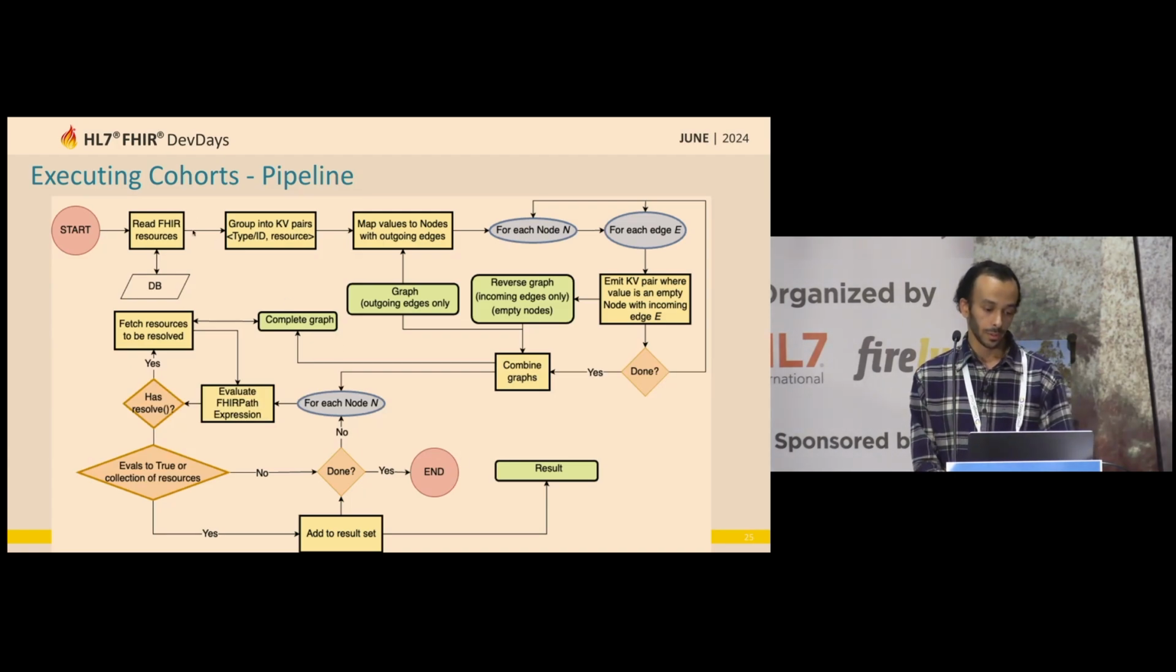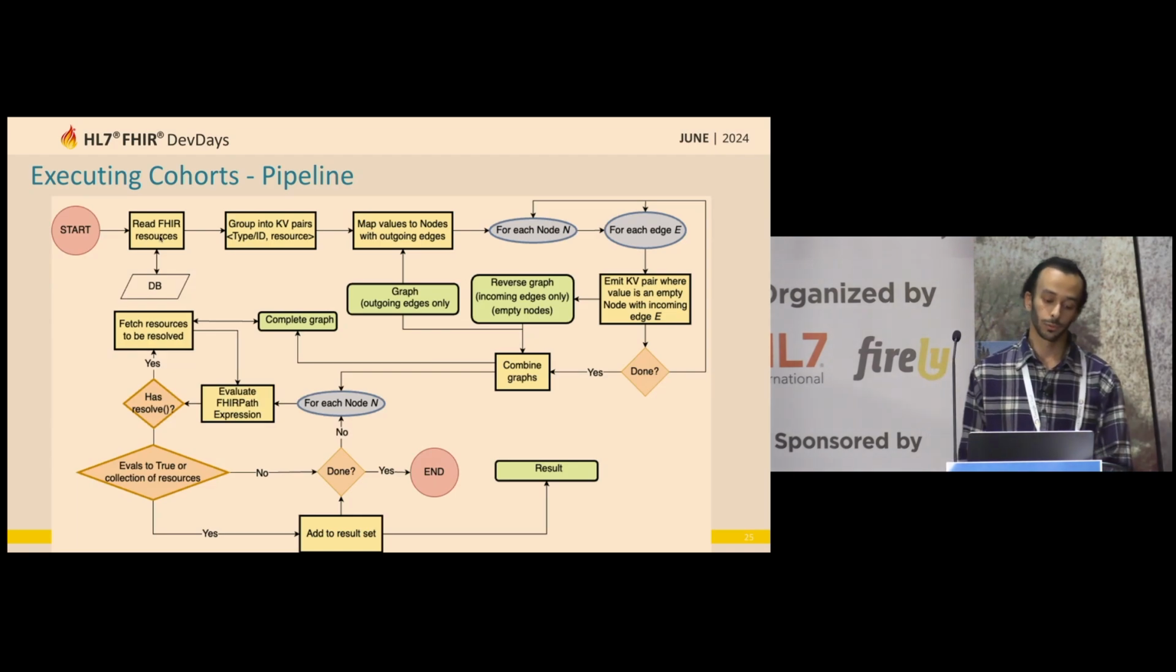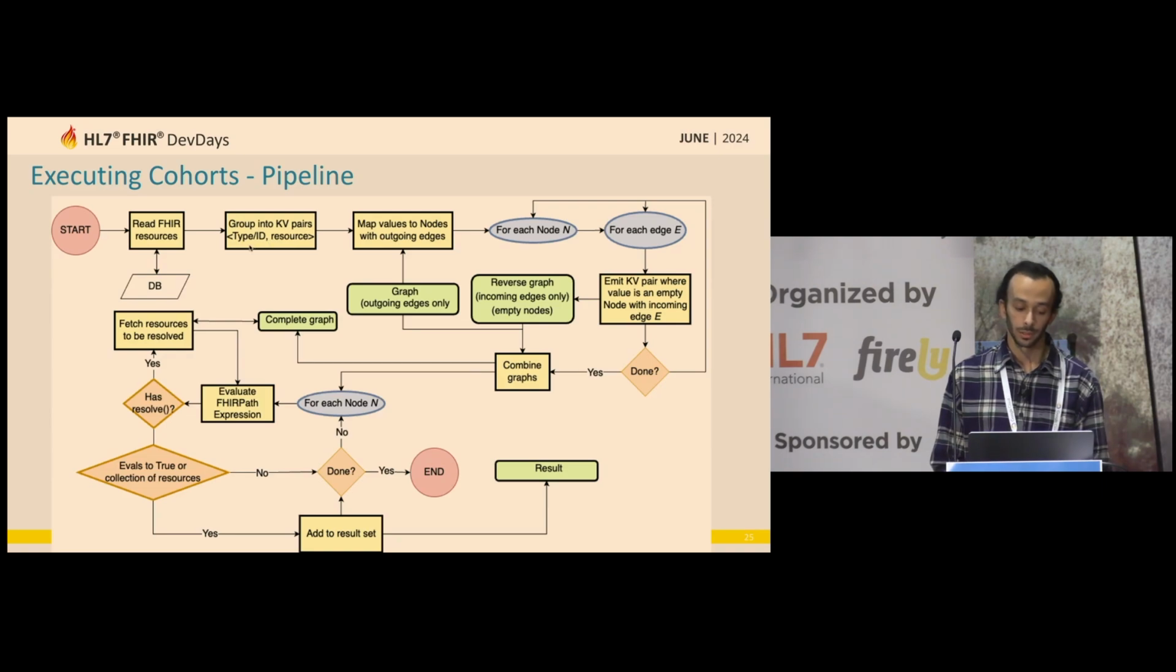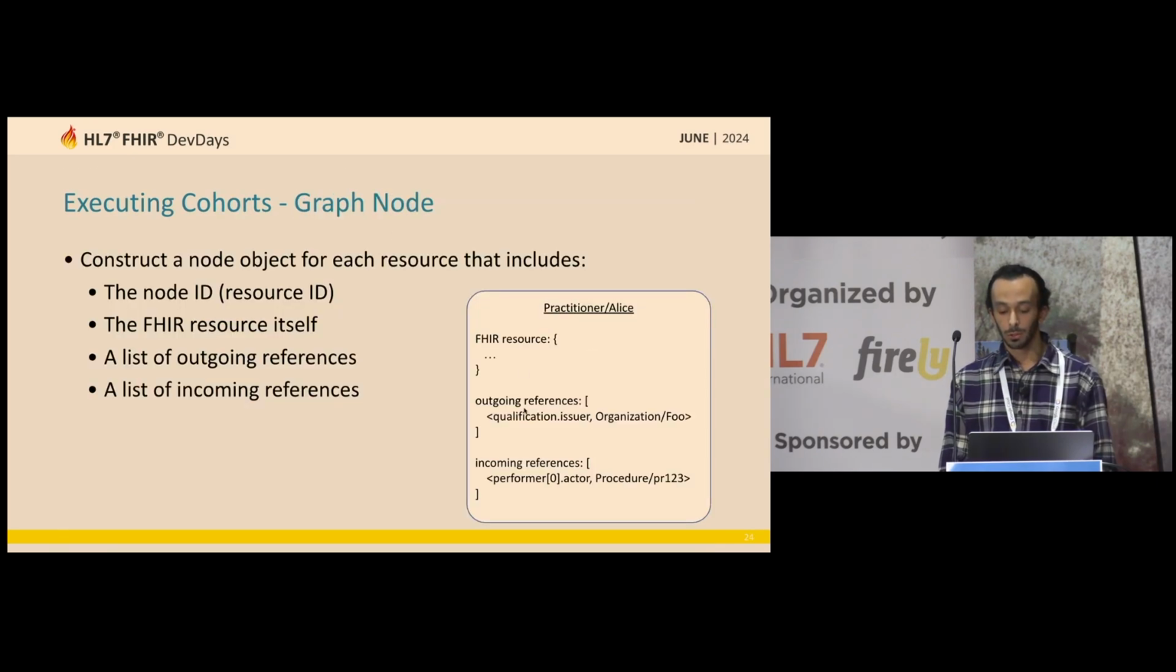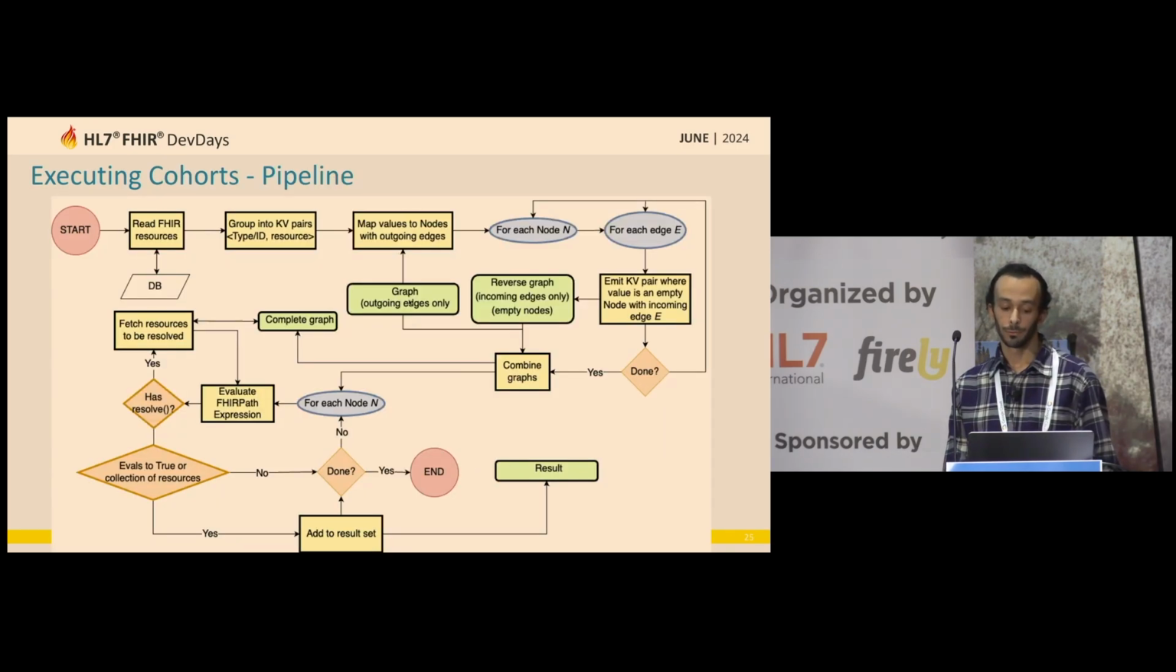So the first step is we read every resource from the database. Then we group them into key value pairs. The key here will be the resource ID, and the value will be the resource itself, for example, the JSON of the resource. Then we map the values to the node structure that we talked about. In this case, we will only populate the outgoing references. The incoming references will be empty. So now we have a graph of outgoing edges only.